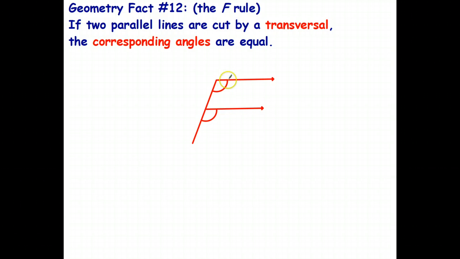Okay, so the first one is saying corresponding angles are equal. So if two parallel lines are cut by a transversal, that angle equals that angle. And that's called the F rule because the diagram looks a little bit like the letter F. They're called corresponding angles because corresponding means they're the same, and both of these are below the parallel lines and to the right of the transversal. So geometry fact number 12, called the F rule. If two parallel lines are cut by a transversal, the corresponding angles are equal.